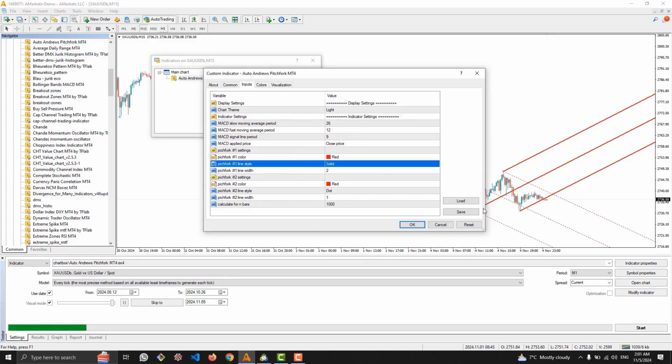For each of these Andrews pitchforks, we can specify their color, define their line style, and determine the thickness of these lines. The same applies to the second one. The last parameter is for the number of candles that identify the extreme price points in the past chart.